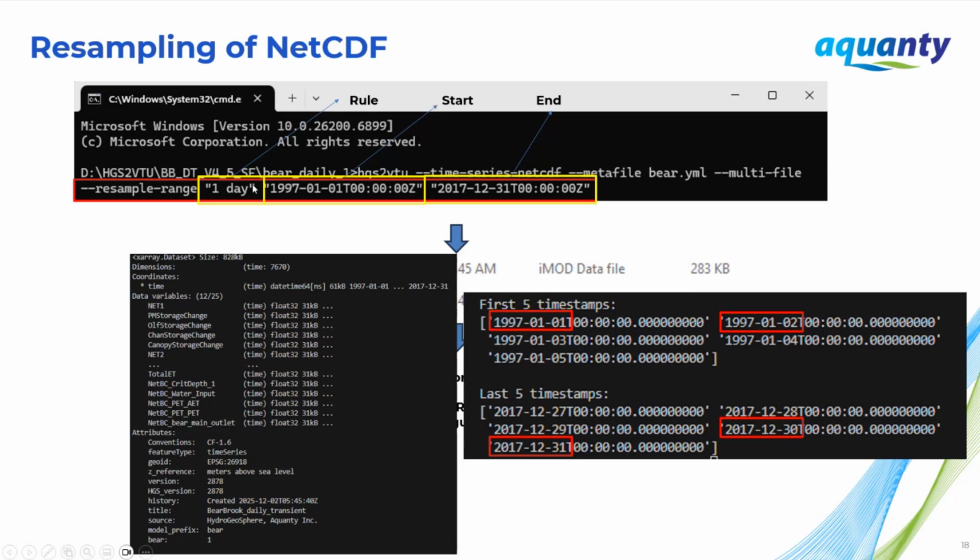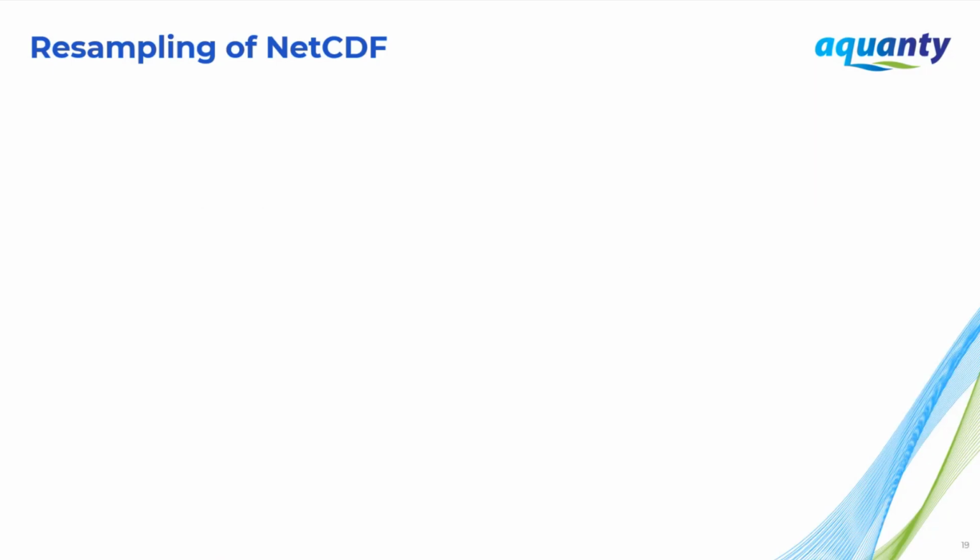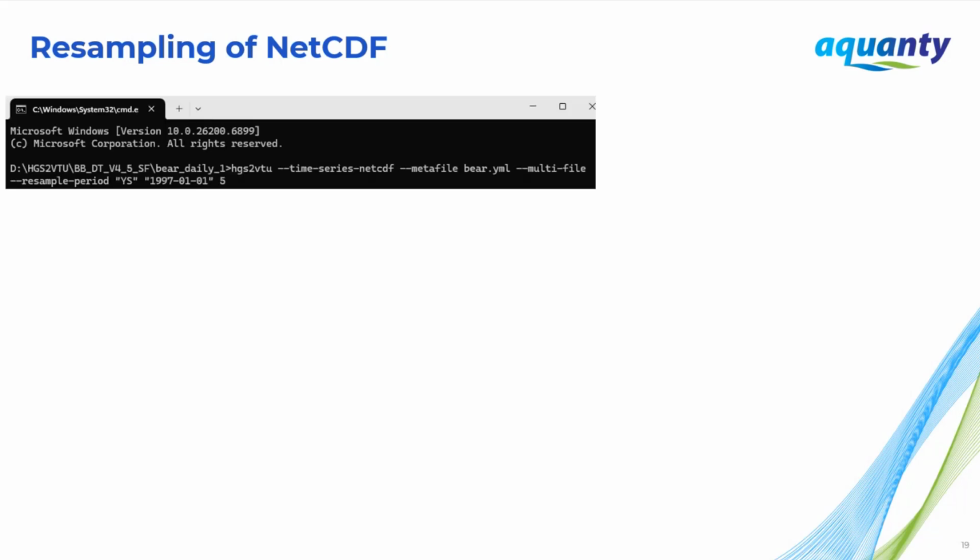As the command says, I want to resample this simulation time interval to a 1 day time interval from 1997 till 2017. I was able to see that the resample happened from 1st January 1997. Then it goes on to increment in daily time intervals like 2, 3, 4, and it goes all the way till the end of December 2017. So this is how easy the resampling of NetCDF is. And again, this doesn't stop here. We can also do multiple other commands.